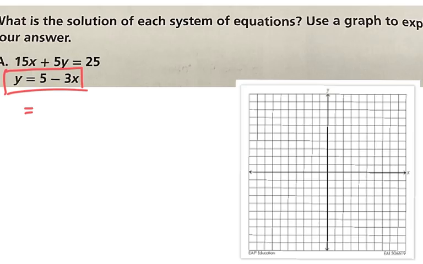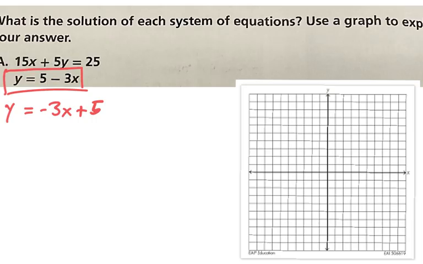Could I just rearrange this to put it in slope-intercept form? If I change the order of the terms, what would that be? -3x and a positive 5. Remember, when you change the terms around, the sign in front of the term has to stay with it. So the -3x, when it moves to the front, it's still -3x. The 5, when it moves to the back, is still positive 5.